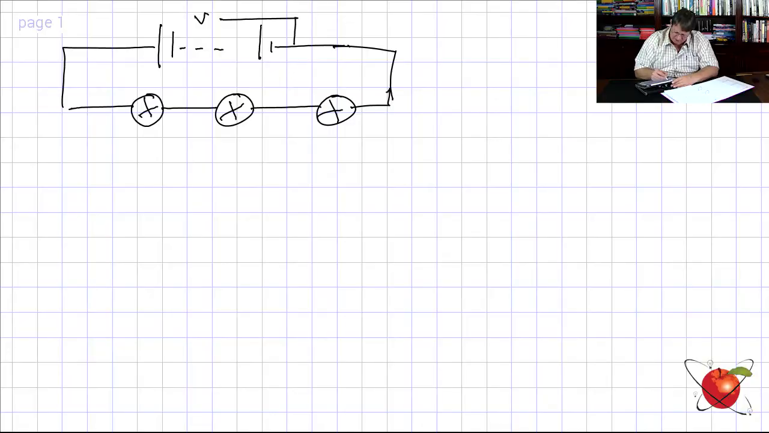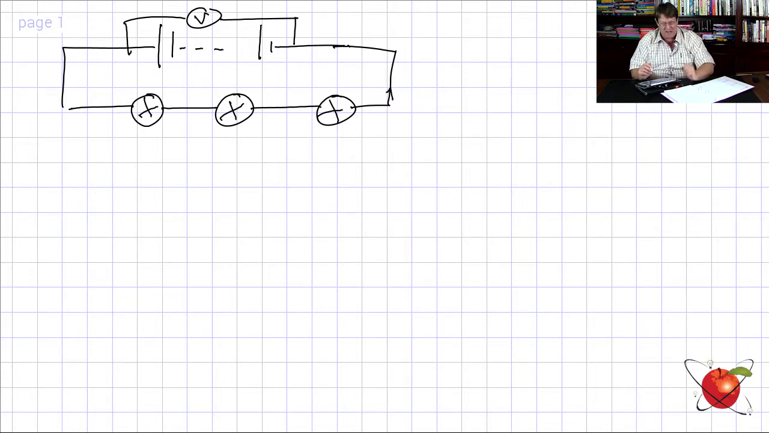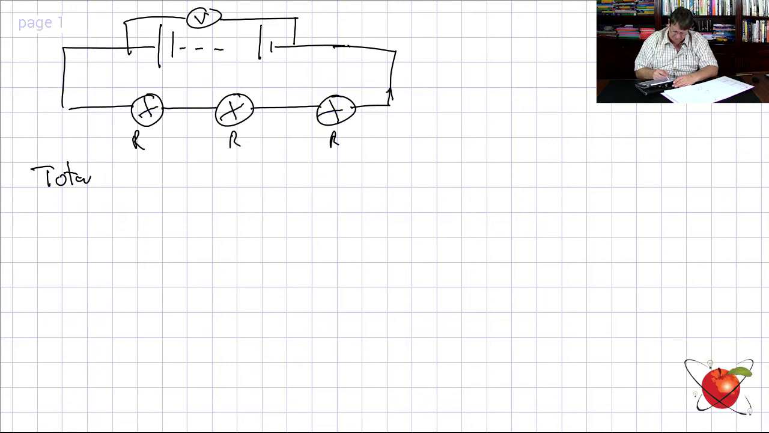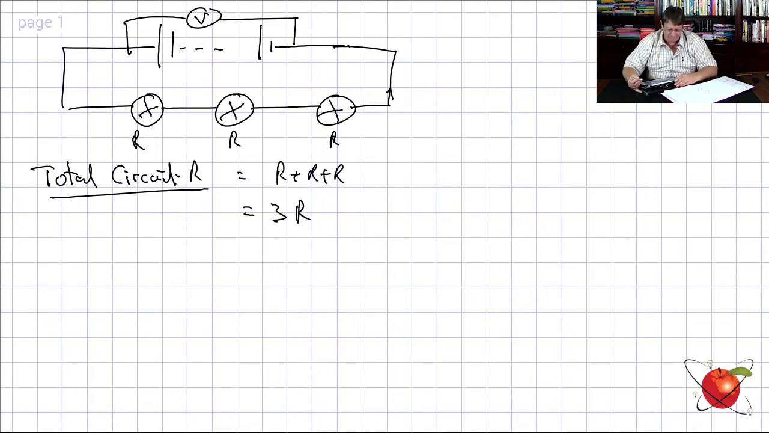Let's have a look here. So this is V across here still, isn't it? That V is the same. It's not changed. It's the voltage on the battery itself. R is R is R is R. Total circuit resistance is equal to R plus R plus R, which is equal to 3R. Okay, well, that's very straightforward.